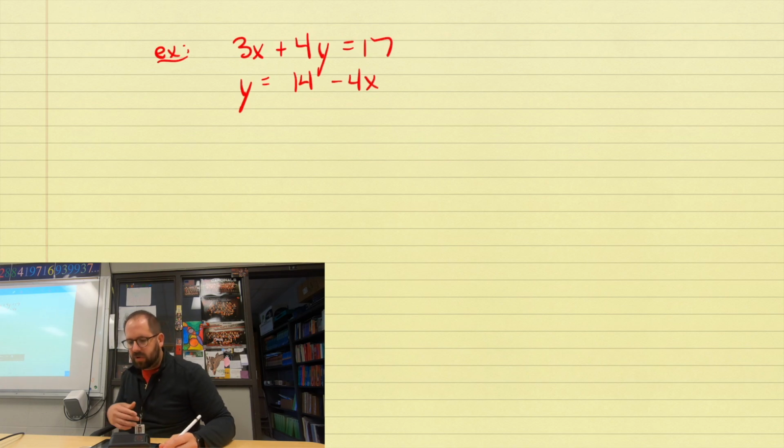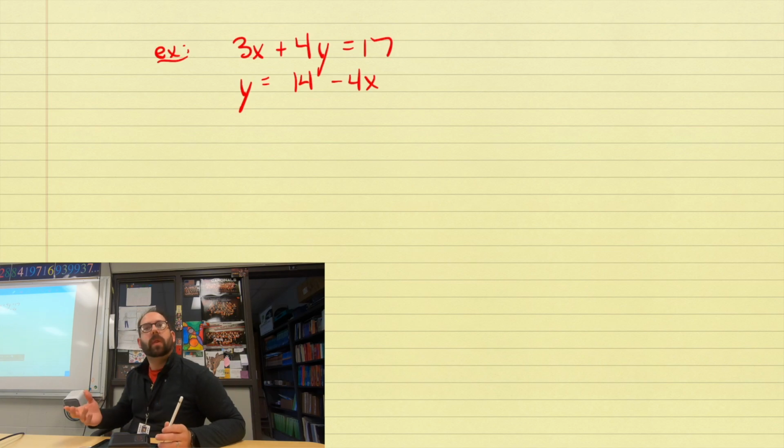All right, 3x + 4y = 17, and y = 14 - 4x. Okay, just like before, this particular problem is what you're basically doing in the homework all day. It's a substitution problem. In fact, I'm going to write that down.